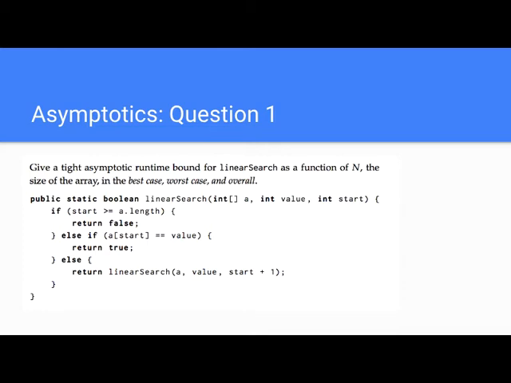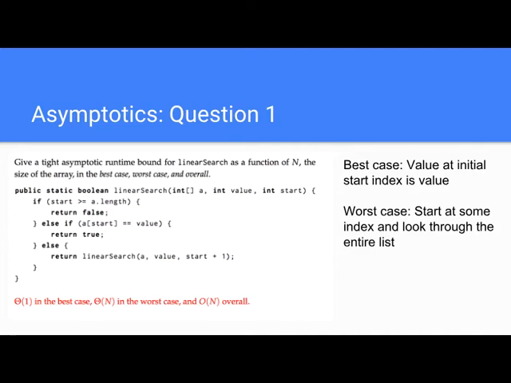Okay, so let's go over this question. In the best case, we would find the start integer at the value index parameter, in which case it would just be theta 1. In the worst case, we'd have to look through the entire array for the value, which is start in the parameter. And it works out because it just recurses until it finds it. Any questions?